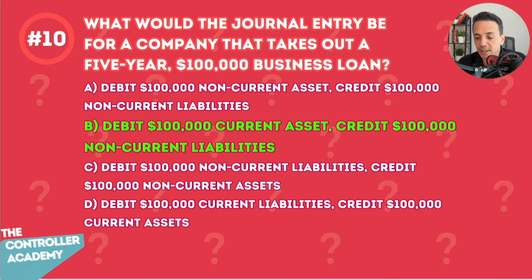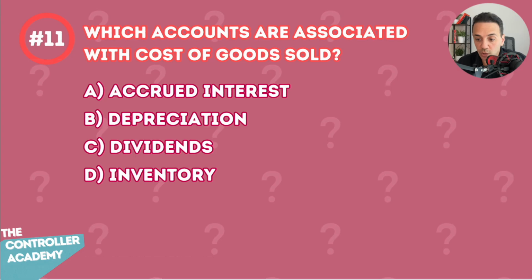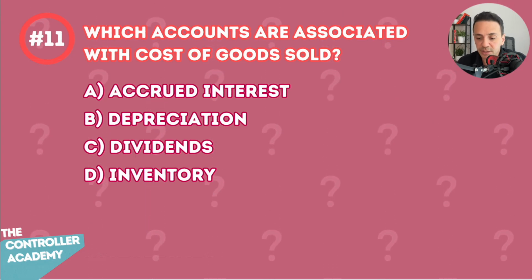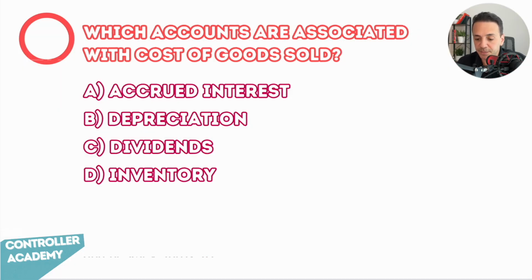All right, let's go ahead and look at question number 11. Which accounts are associated with the cost of goods sold? Accrued interest, depreciation, dividends, or inventory. Let's go ahead and start a 10-second timer.